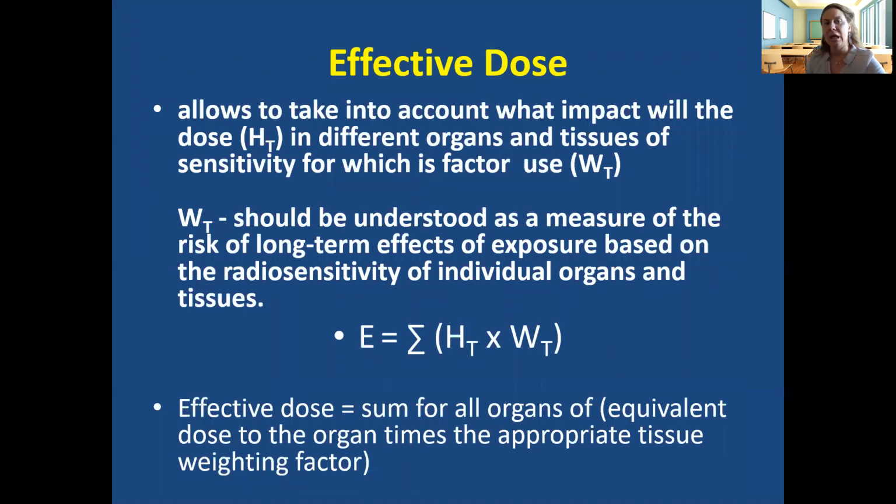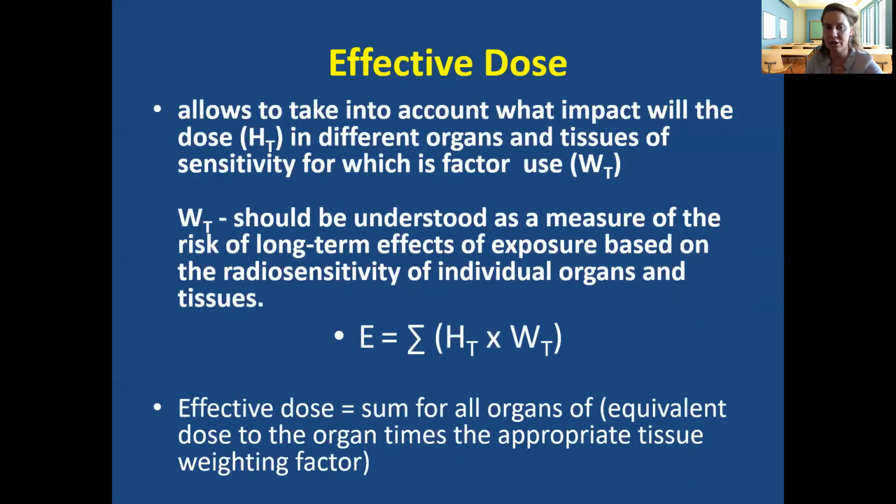Effective dose allows us to take into account the impact of the dose on different organs and tissues with different sensitivity, for which the weighting factor is used. Weighting factor should be understood as a measure of the risk of long-term effects of exposure based on the radiosensitivity of individual organs and tissues. Effective dose is the sum for all organs of the equivalent dose to the organs times the appropriate tissue weighting factors.